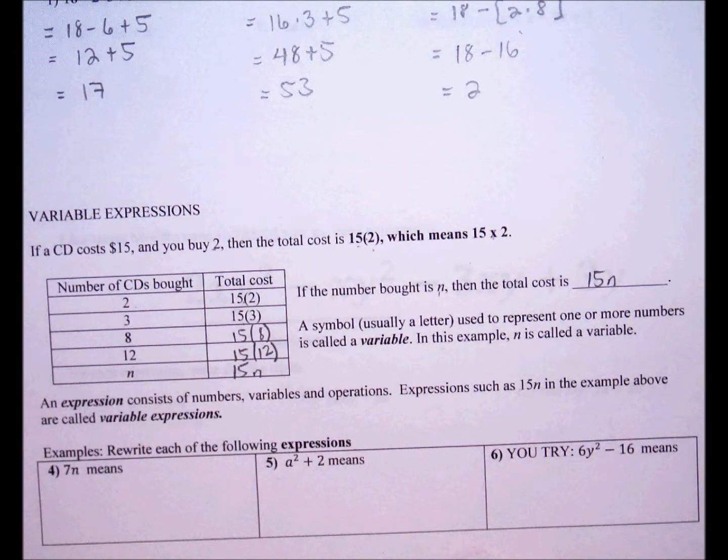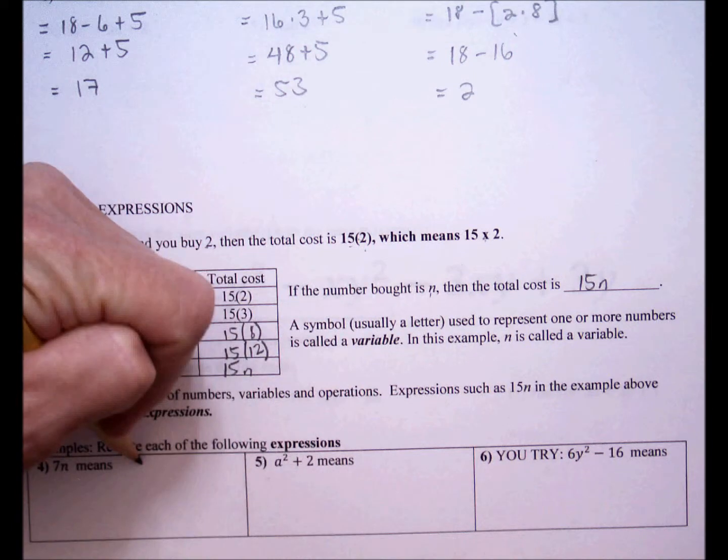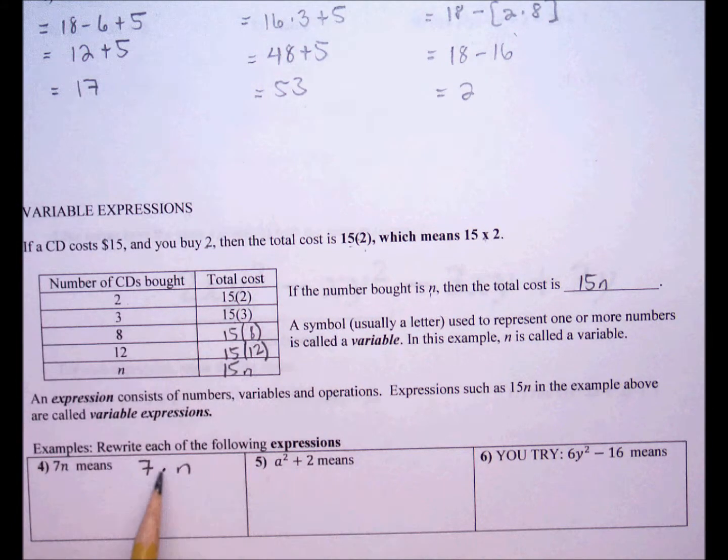A symbol, which is typically a letter used to represent one or more numbers, is called a variable, and in this example n is the variable. Okay. An expression consists of numbers, variables, and operations. Expressions such as 15 times n in the example above are called variable expressions, as we mentioned before. Now, what we're going to do is rewrite each of the following expressions.